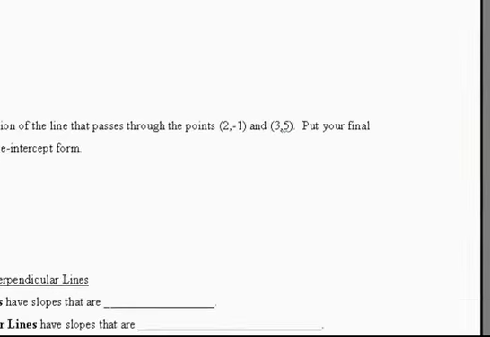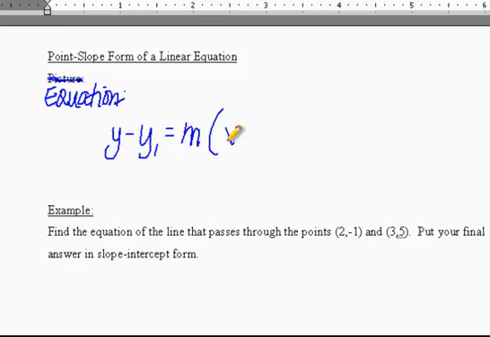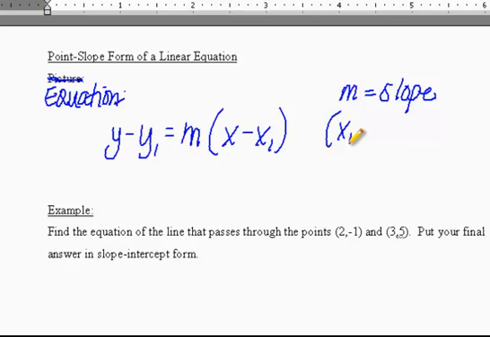This point slope, I'm actually going to change this and make this an equation. I'm just going to give the equation to you. You did learn it in Algebra 2, so I'm just going to kind of give it to you. It goes like this: y minus y1 equals the slope m times x minus x1. And I'm going to classify this a little bit. m is the slope. We've already talked about how to find that. And then you are given a point, x1.